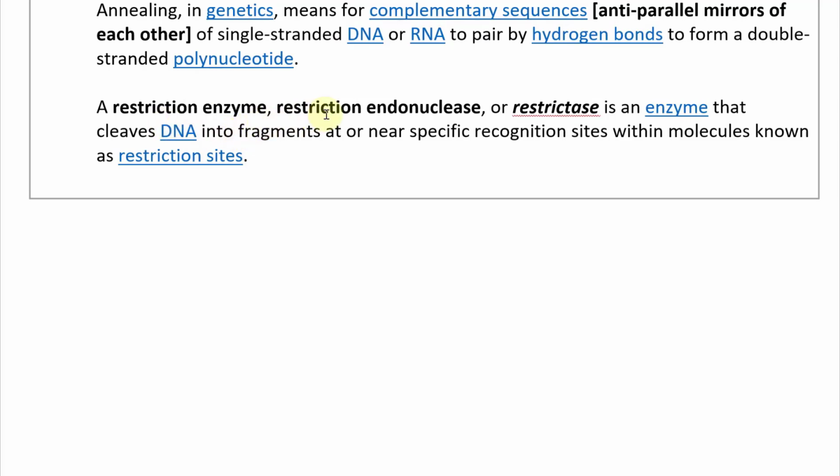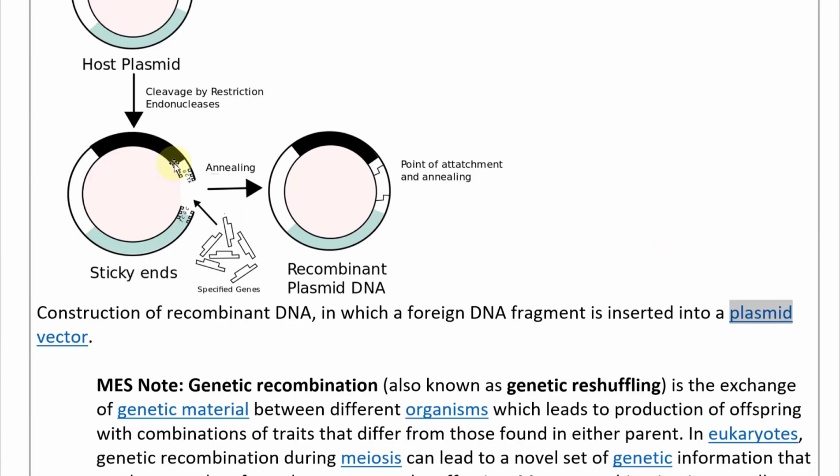So now let's continue further. A restriction enzyme or restriction endonuclease or restrictase is an enzyme that cleaves or cuts or splits DNA into fragments at or near specific recognition sites within molecules known as restriction sites.